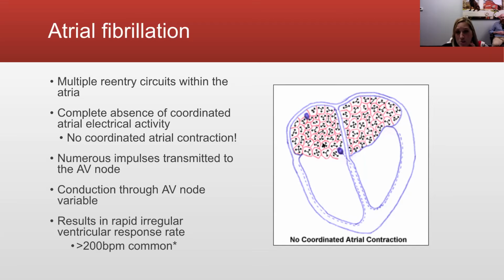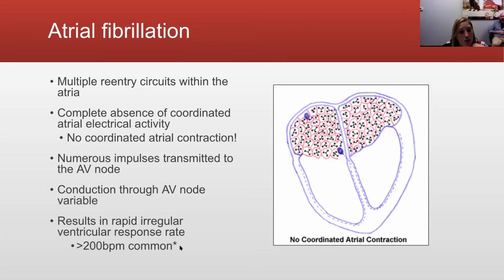What happens with all these numerous reentrant circuits is they're bombarding the AV node, and the AV node can only transmit a certain number of impulses. So the rate in the atria is higher than the rate that the AV node is going to let through, and the AV node will transmit it at varying intervals. So it results in a very fast and very irregular heart rate. Typically, the rate's going to be pretty fast, over 200 beats per minute being most common.